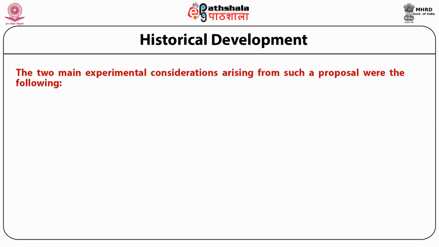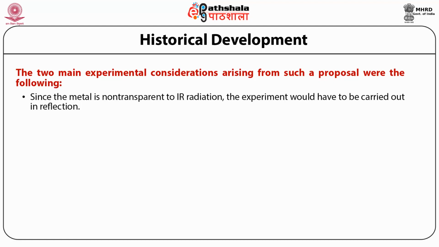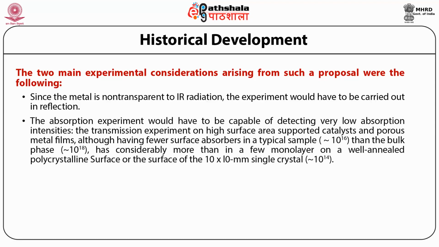Two main experimental considerations arising from such a proposal were the following. Since the metal is non-transparent to IR radiation, the experiment would have to be carried out in reflection. The absorption experiment would have to be capable of detecting very low absorption intensities.